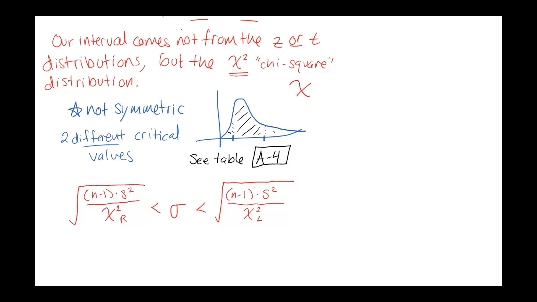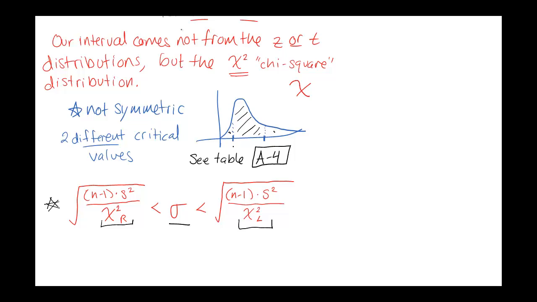And if you look at the formula, you can find this in the book, and it's also on the pull-out sheet. There's great notes with all the formulas for this stuff on the pull-out, so that's a really good reference for this. Our standard deviation is in this interval. This is our interval estimate, but we have to compute both of these bounds separately. So you'll notice there's a chi-squared r and a chi-squared l.